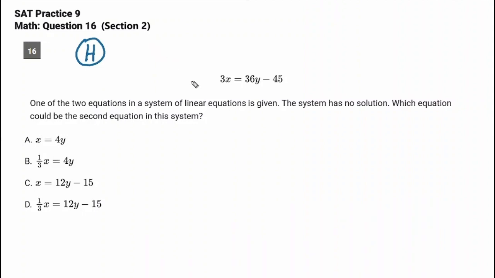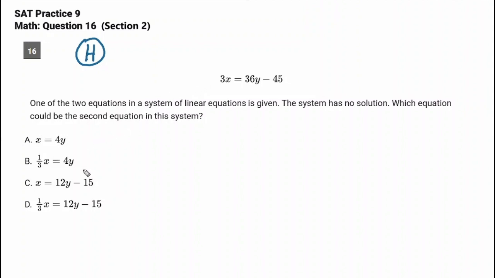So you've got an equation. One of the 2 equations in a system of linear equations is given. The system has no solution. Which equation could be the second equation in this system? All right, this problem is simultaneous equations. How do I know that? Because I have 2 equations. I've got this equation, and then I've got a system of equations.